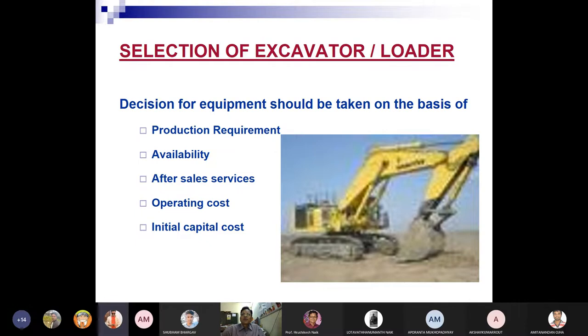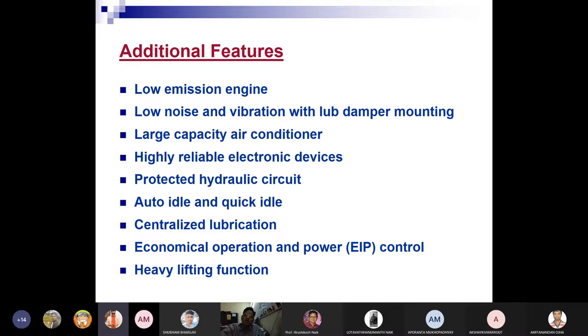Decision for equipment should be taken on the basis of production requirement, how much you are going to produce, availability of the equipment in the market, after sales services, operating cost of the equipment, initial capital investment. All these things are to be taken into account while selecting the excavators. So this is the bucket, this is the backhoe. In the backhoe or shovels, there should be some additional features like low emission engine, low noise and vibration with rubber damper mounting, large capacity air conditioner, highly reliable electronic devices, protected hydraulic circuit, auto idle and quick idle system, centralized lubrication system, economical operation and power control system, and heavy lifting function.